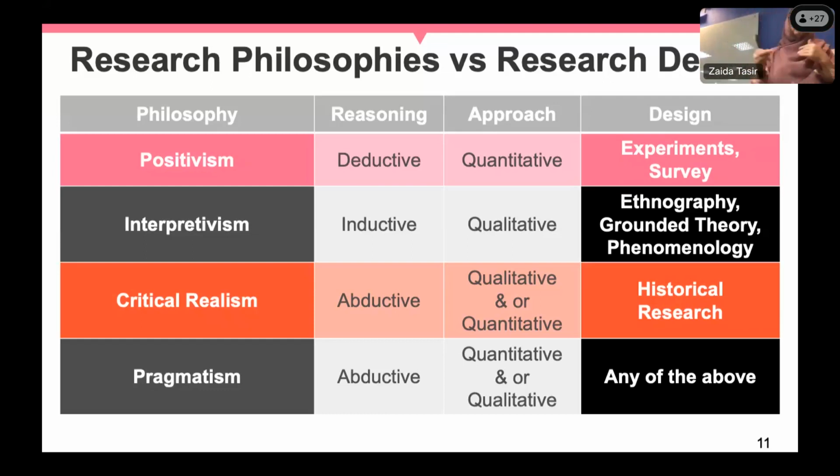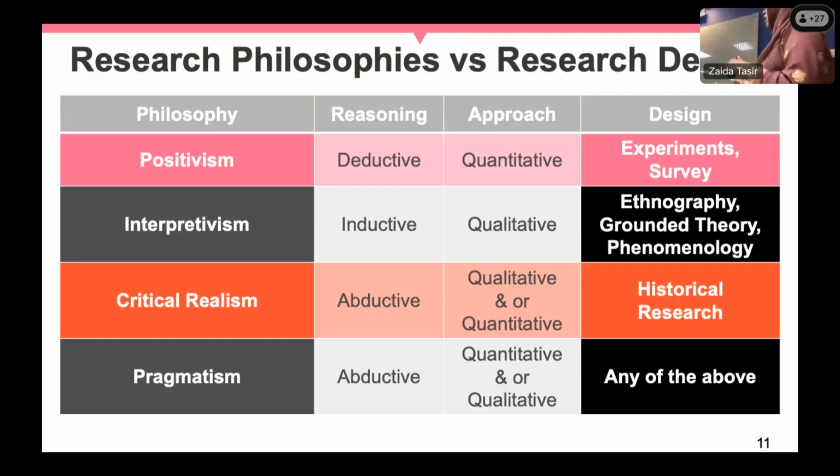Adaptive is a combination of inductive and deductive. So this is a combination of qualitative and/or quantitative. One of the methods that you can use is historical research. Pragmatism is, again, you are using the reasoning approach of adaptive, and it can actually be a combination of quantitative and/or qualitative approaches. Any of the above can fall under pragmatism.